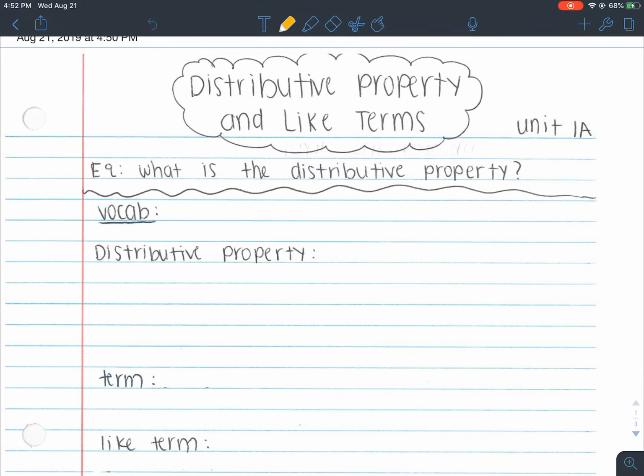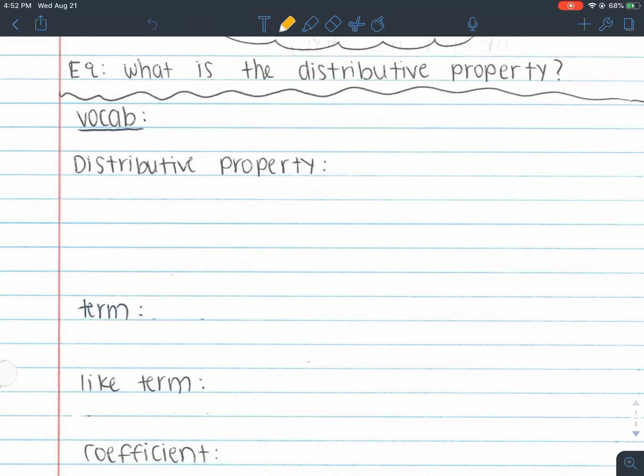Hey guys, welcome to the notes for distributive property and like terms. Our essential question is, what is a distributive property? The distributive property is something that we learn in about middle school, but we do touch on it again in Algebra 1 because we do use it a lot. So let's talk about what distributive property is.